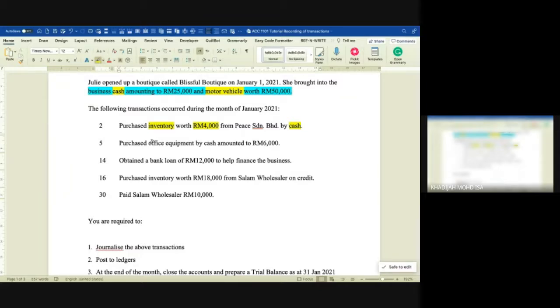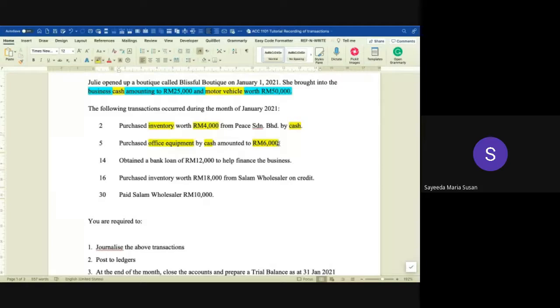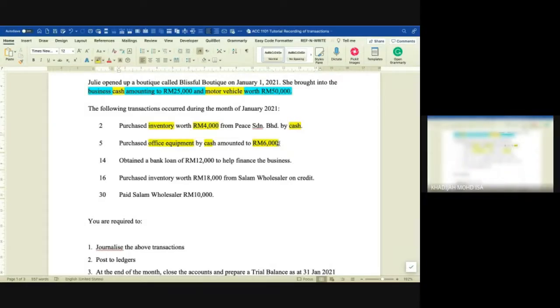Then you have the other one. On 5th of January, you purchase office equipment by cash. How much? The value is 6,000. So what are the accounts involved here? Office equipment and cash, and the value is 6,000. When you purchase, it means that you have to pay by cash. So cash will be credited, but what is coming into the business? The office equipment. Office equipment is an asset, cash is also an asset. But because you purchase, there's an increase of office equipment in your business, but cash reduces because you pay by cash.